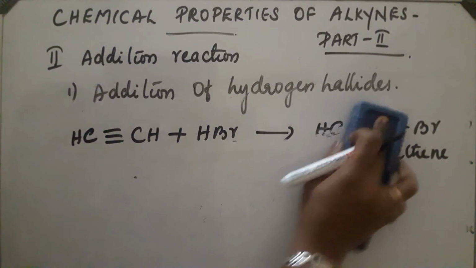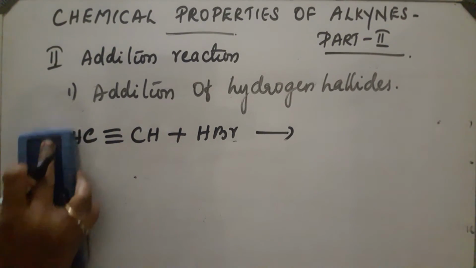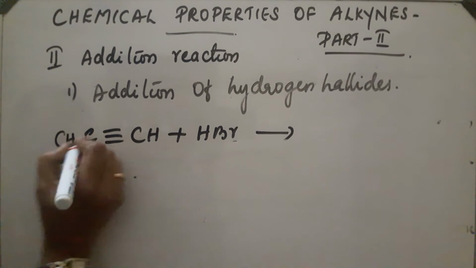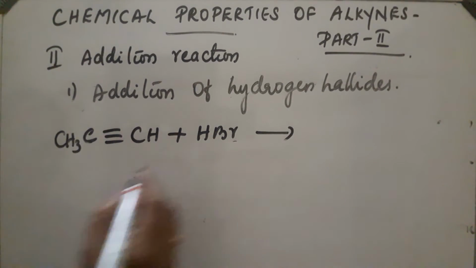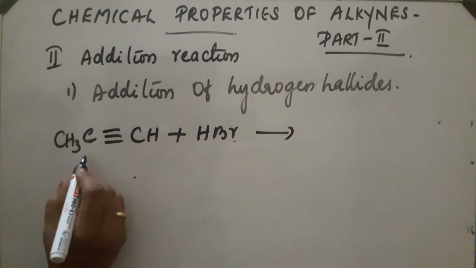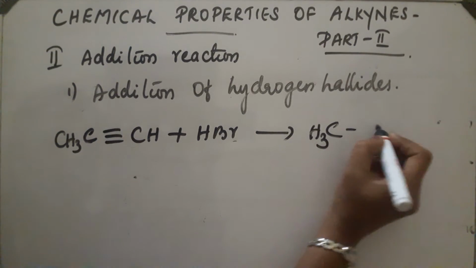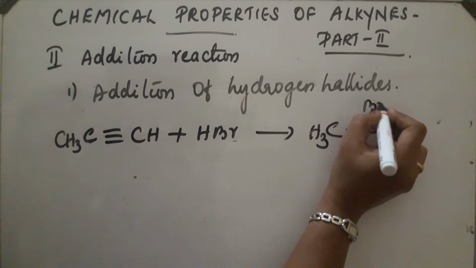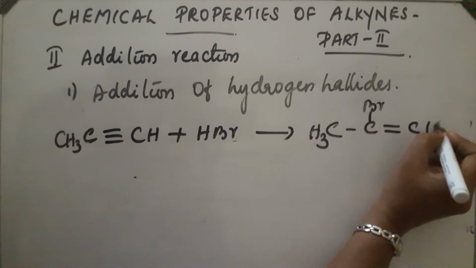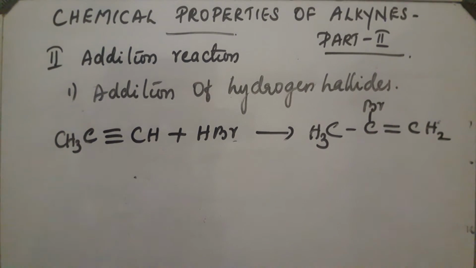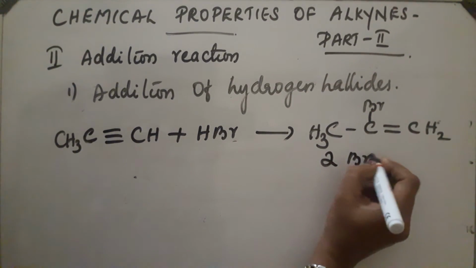Now, similar in the case of propyne, what will happen? Let us see. Propyne means one hydrogen is replaced by CH3. Okay. So, what will happen? In this case, the Br will attach to the carbon atom containing less number of hydrogen atoms. Okay. So, Br double bond CH2. Okay. This will be the first product. First product is 2-bromopropene. Okay.